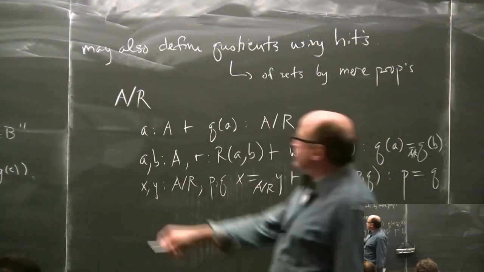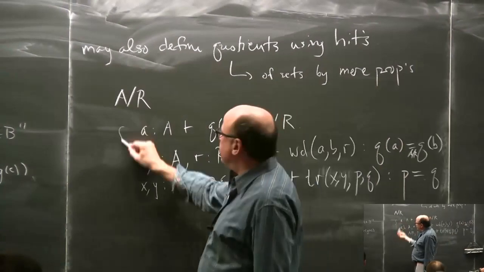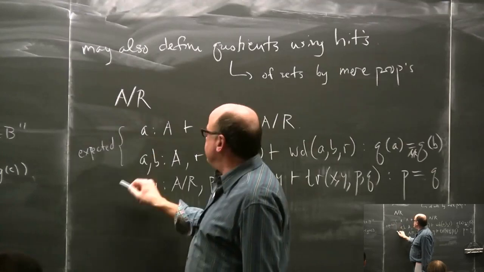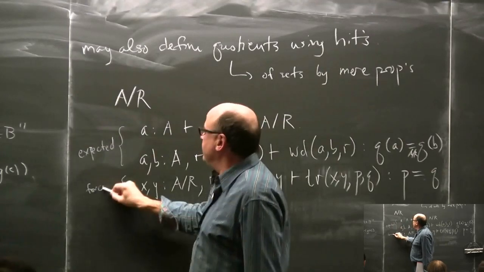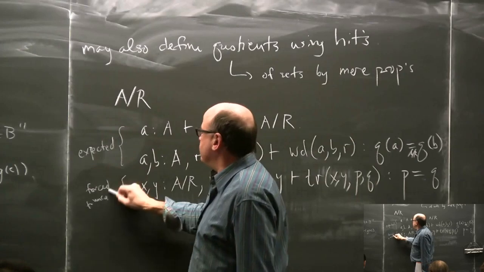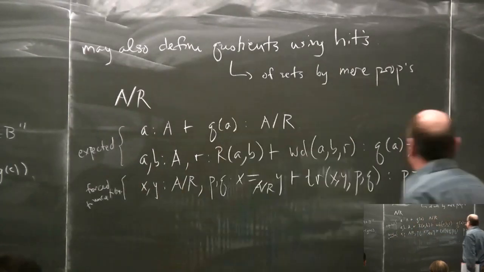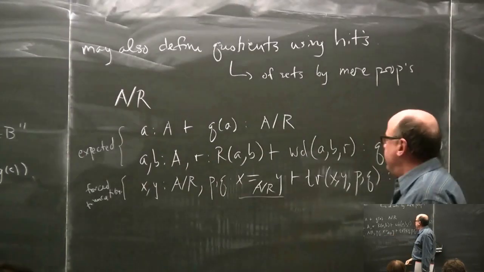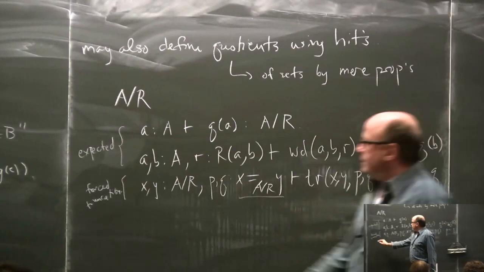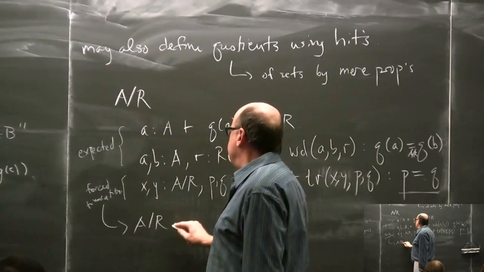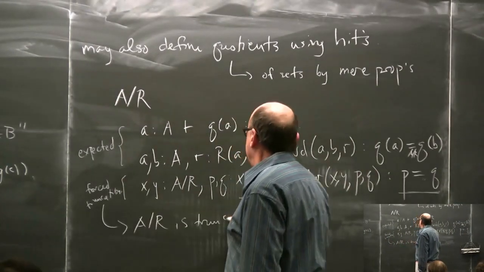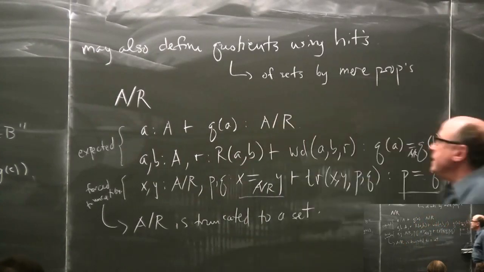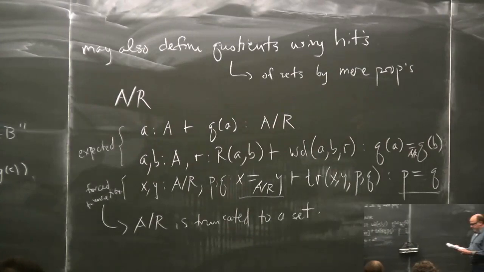This I might say is kind of expected, maybe. And here is a forced truncation, okay, is what is going on here. So we're saying that any two proofs of equality within the type I'm defining are equal. So what I'm really saying here is A mod R is truncated to a set. Okay, so that's a definition that we could give there.